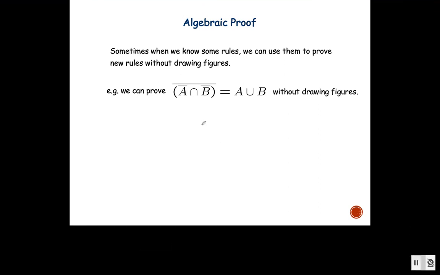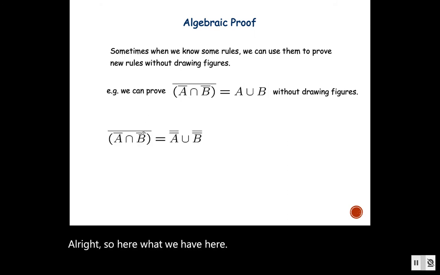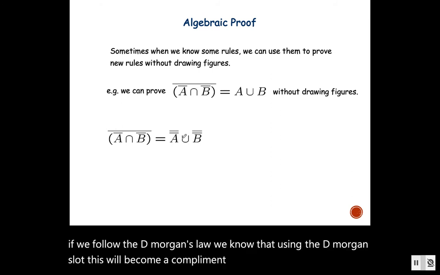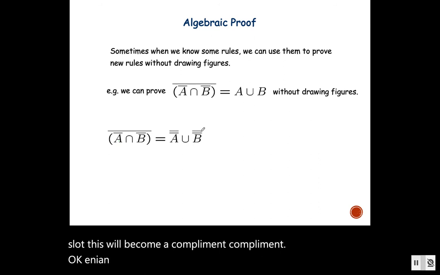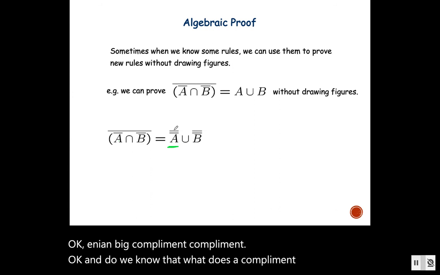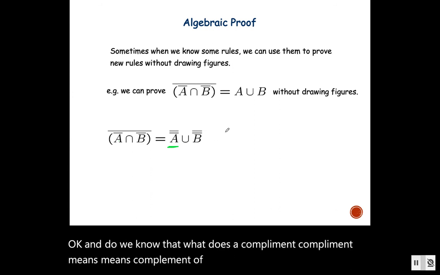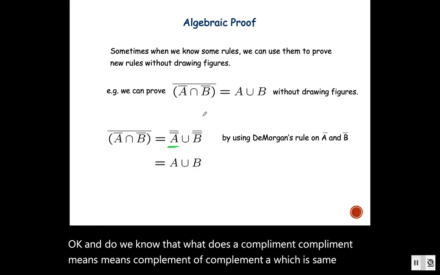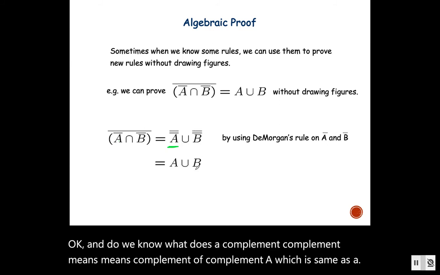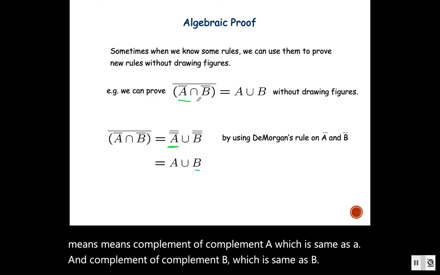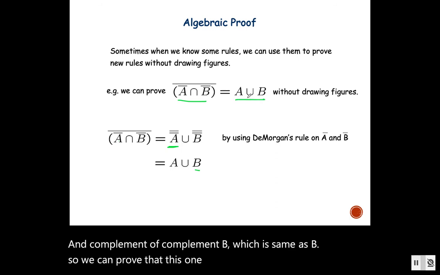All right, so here what we have, if we follow De Morgan's law, this will become a complement complement union b complement complement. And we know that a complement complement means complement of complement a, which is the same as a, and complement of complement b, which is the same as b. So we can prove that this one equals this one, left hand side equals right hand side.